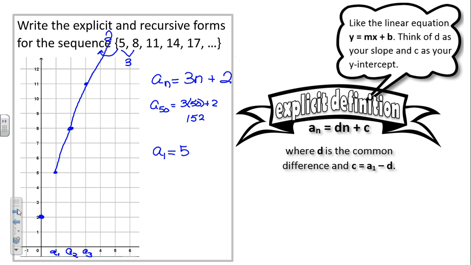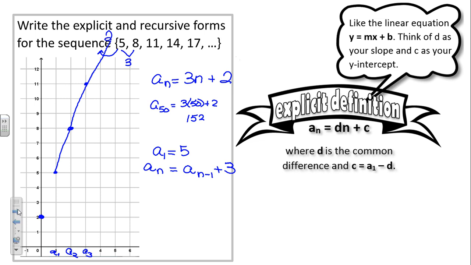And then we need a second part to this definition. We say a sub n, right? You want to get a sub n, what do you have to do? Take the previous term plus, what's our common difference here? 3.